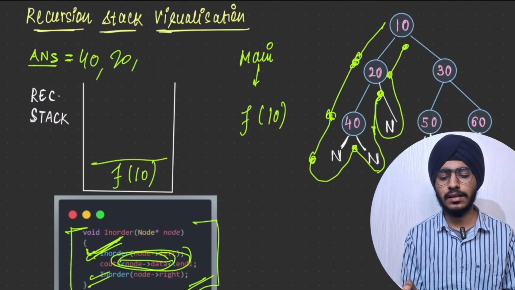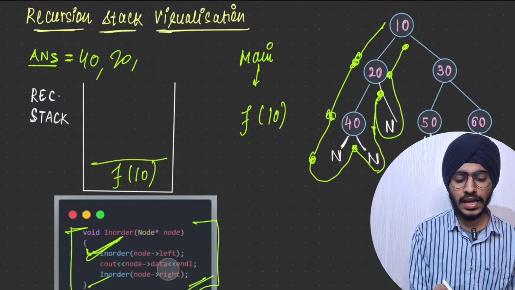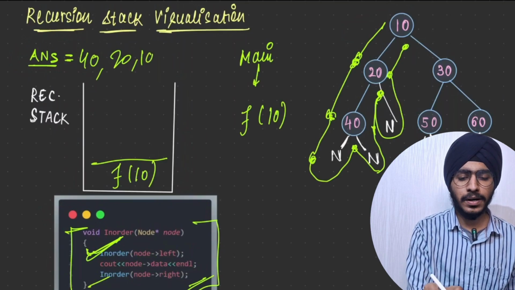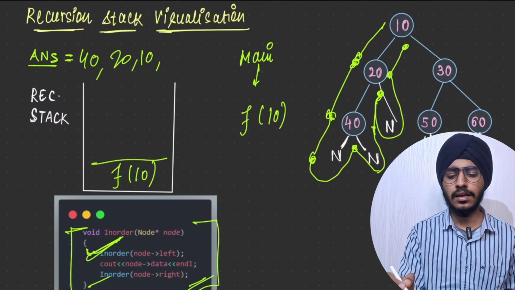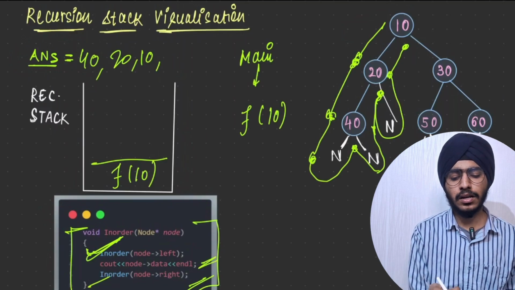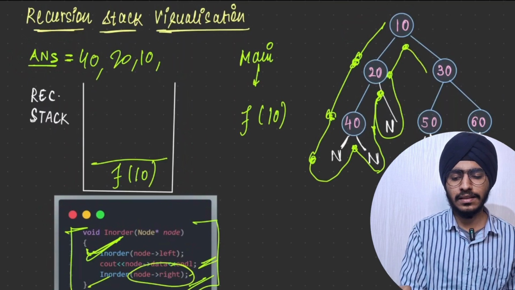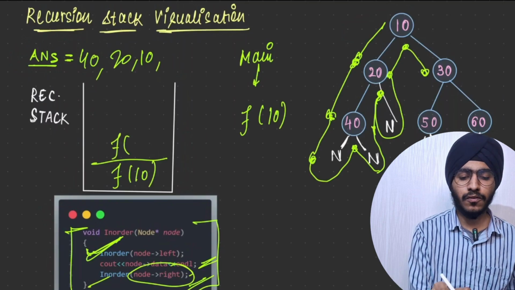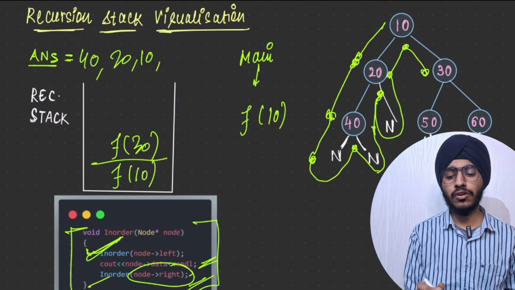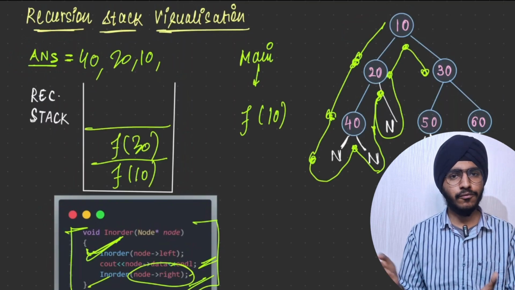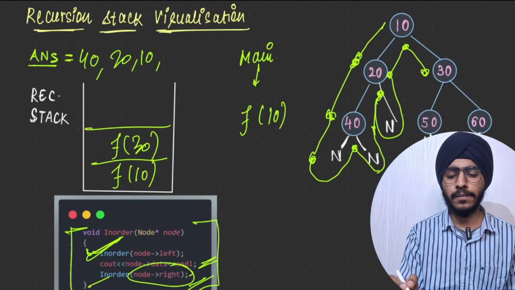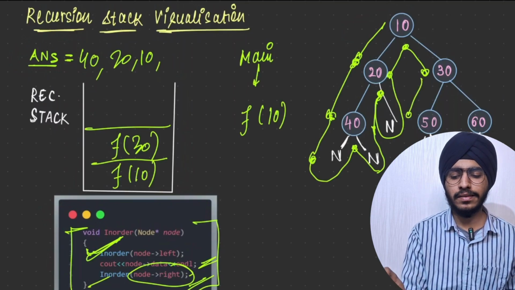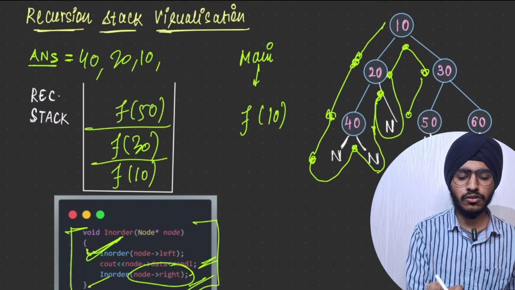Now 10 will say that my left is completed. Now time to print me as well. So we'll print that 10, and then 10 will say that I have been printed. Now go to my right. So we'll go to the 10's right and we will call the function of 30 now. Now function of 30 will say call the same function for me. 30 will say okay, call my left. Let's call its left. So we will call the function of 50.